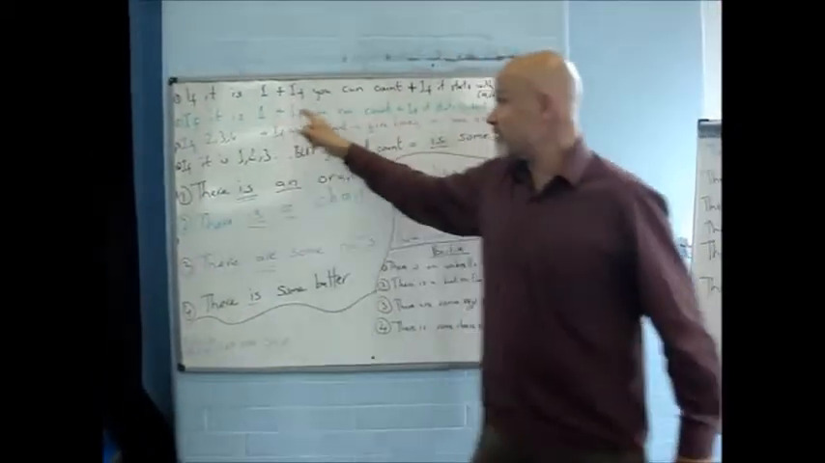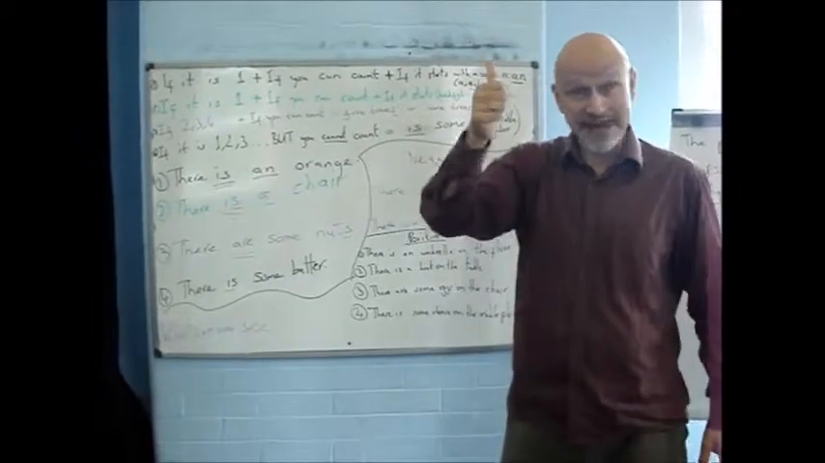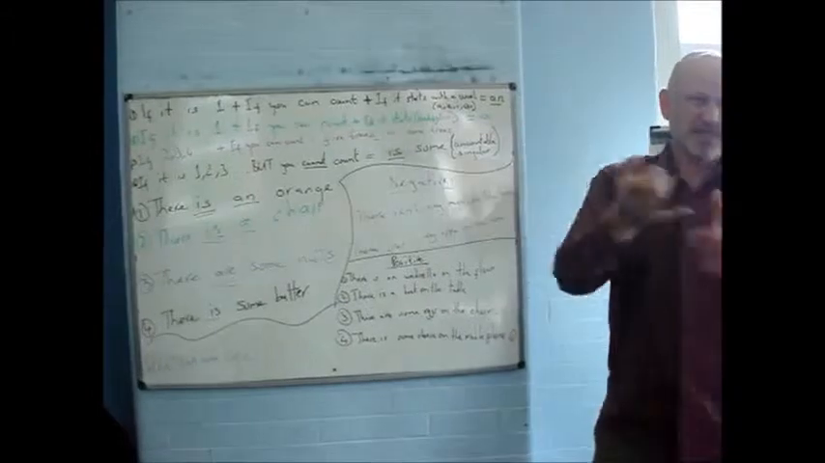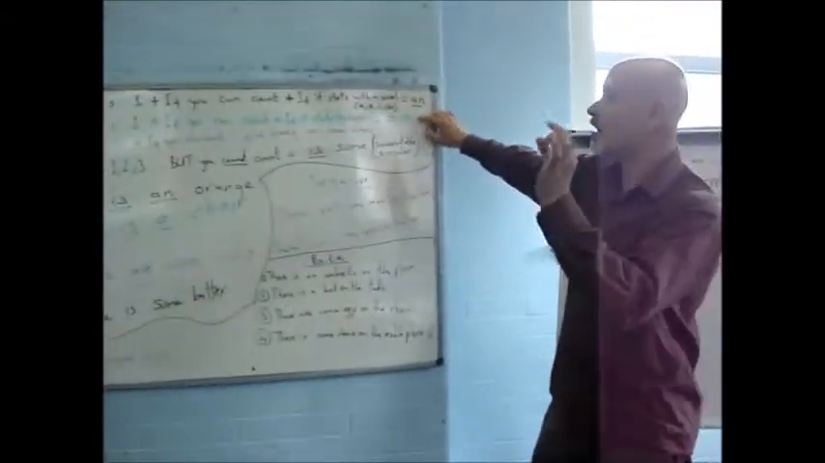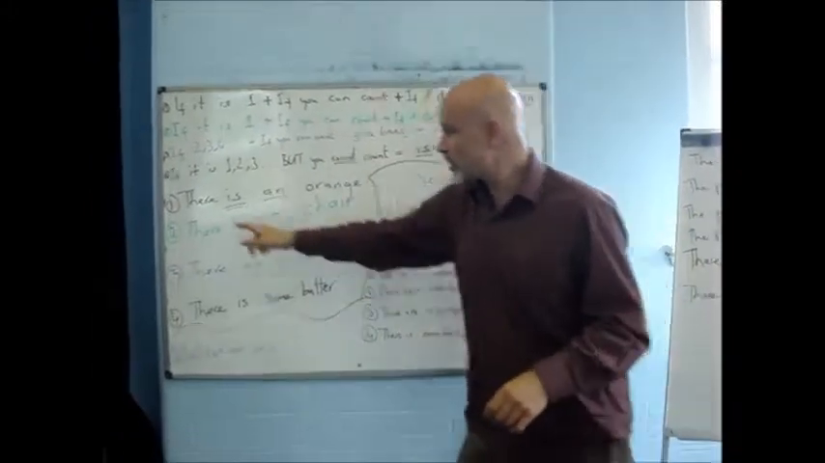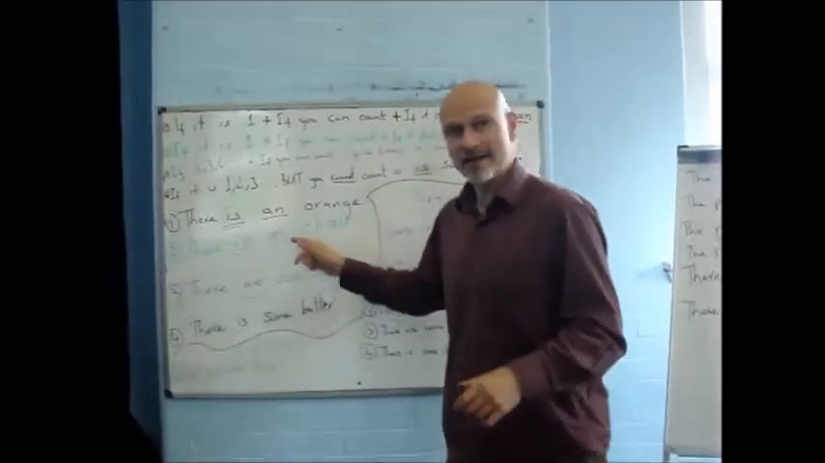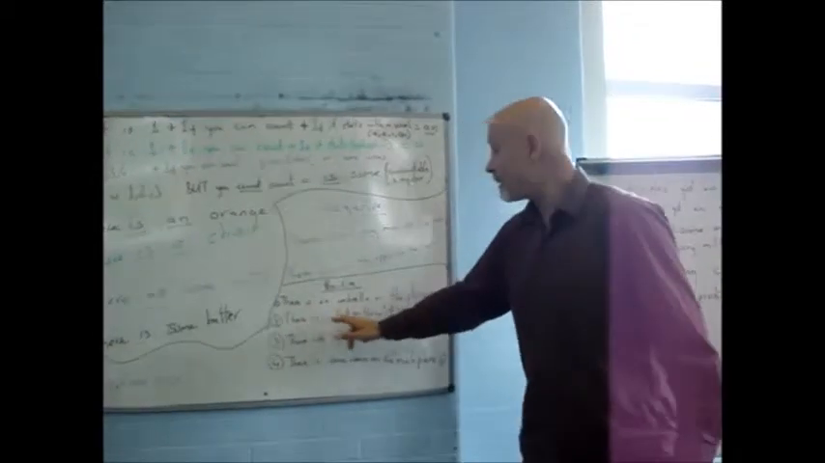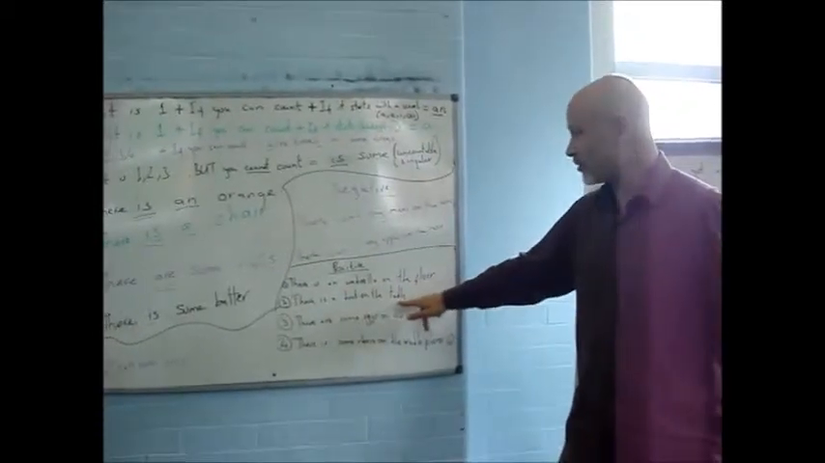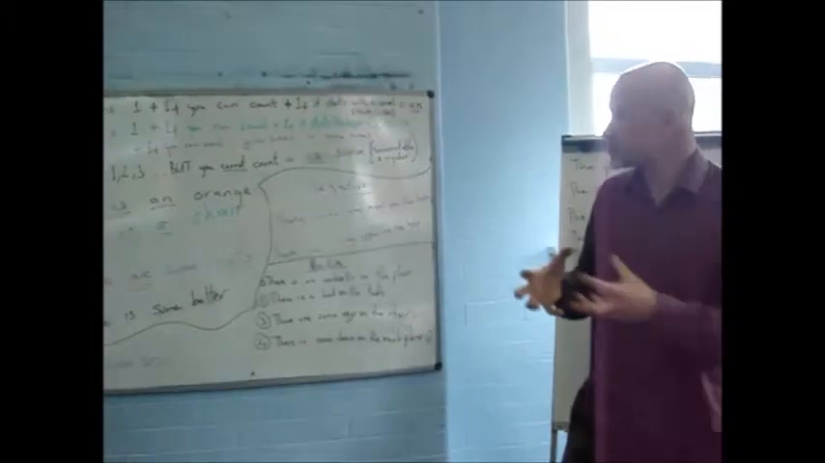If it is one, if you can count, if it is countable. But if it doesn't begin with a vowel, if it begins with B, C, D, F, G, blah, blah, blah, we say a. So for rule number 2, there is a chair. And add the prepositions. There is a book on the table. So adding prepositions to it.